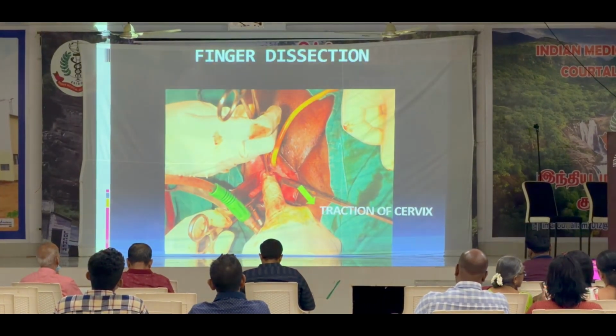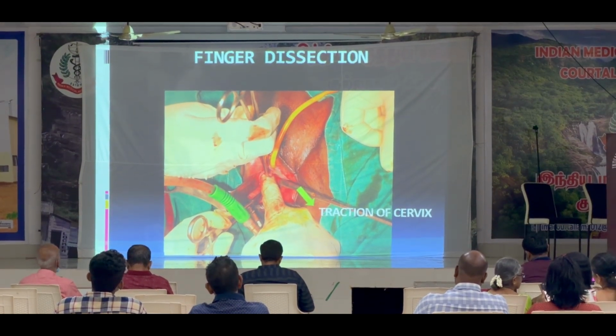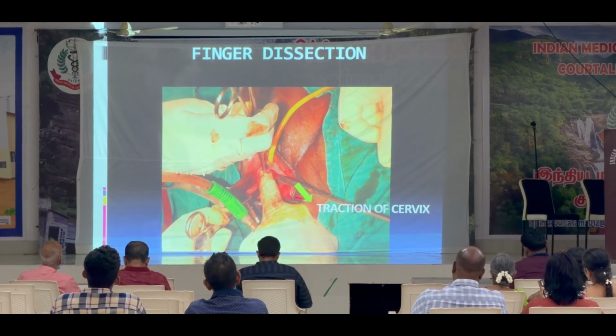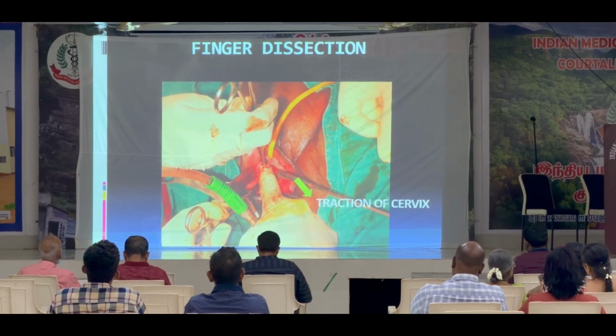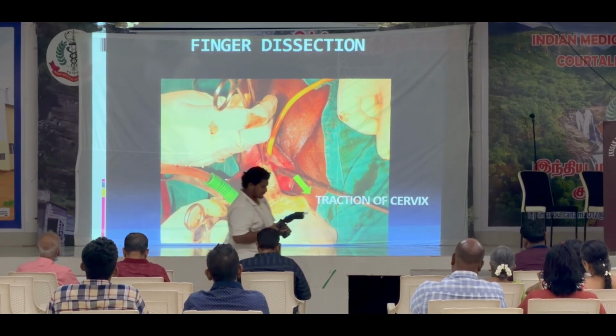So what we did was we approached the lower ureter vaginally. As we all know, the lower ureter is close to the uterine vessels. This is a traction of the cervix, and with my finger I felt the stone and dissected the fornix.